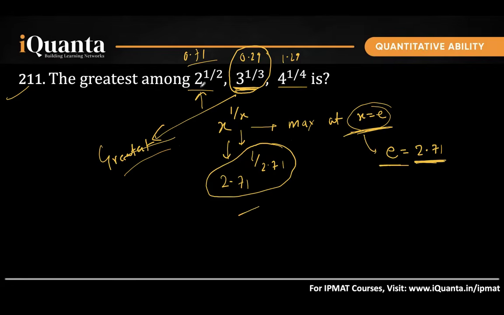Many of you might be thinking 2 is closer to 2.71. No, 3 is closer to 2.71 because the difference between 2.71 and 3 is just 0.29, while the difference between 2.71 and 2 is 0.71. So this is the answer. 3 की power 1 by 3 will be the greatest among all of these.